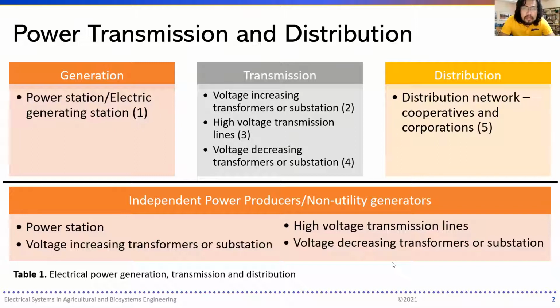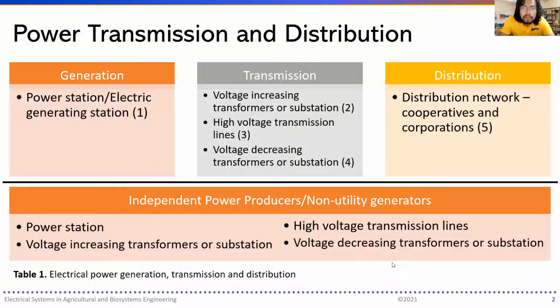Now, while the power generation, transmission, and distribution process is true for most of the time, from where the energy is generated to where it is used, there are special cases where we have independent power producers or non-utility generators. That's why you have here a separation between the two.